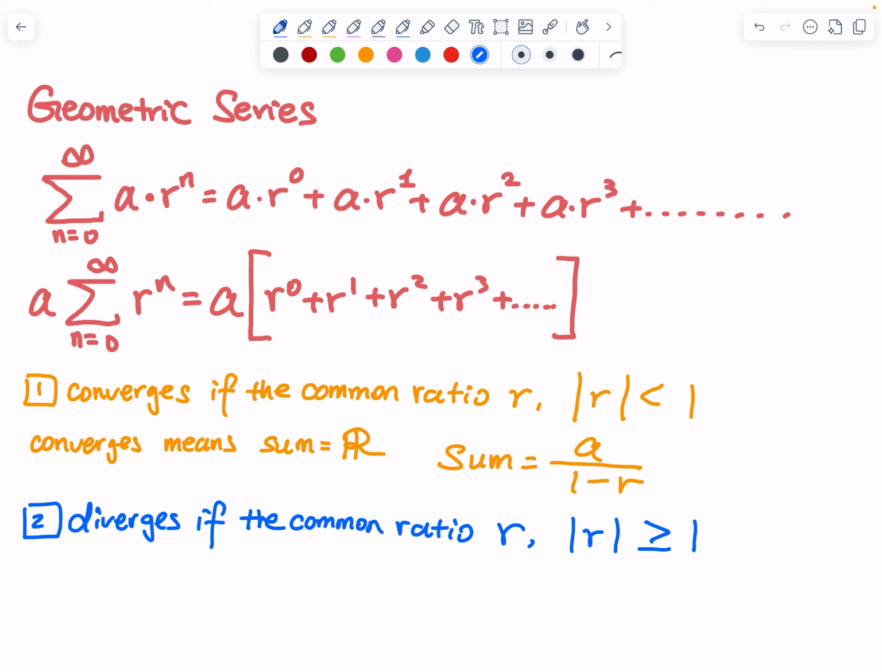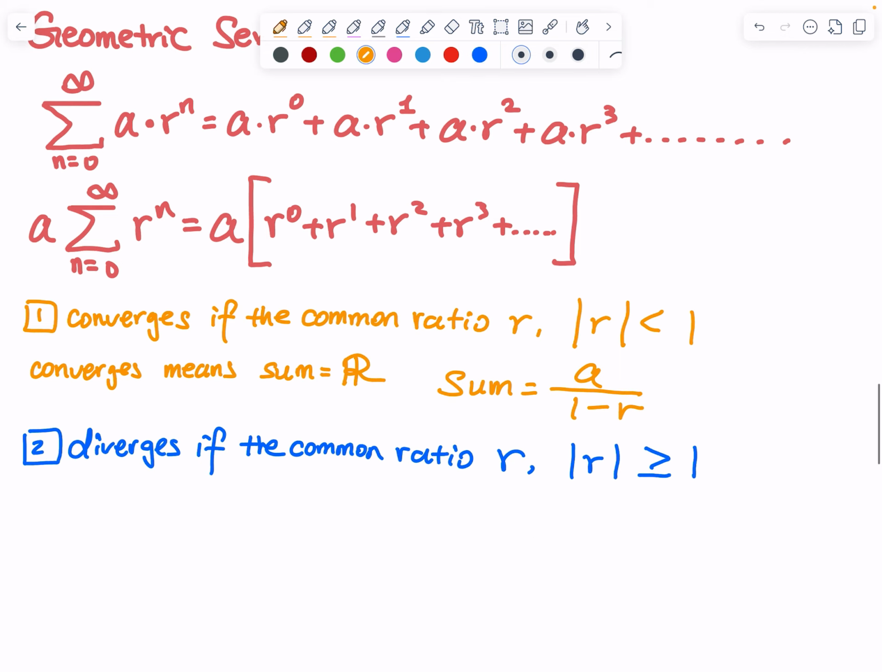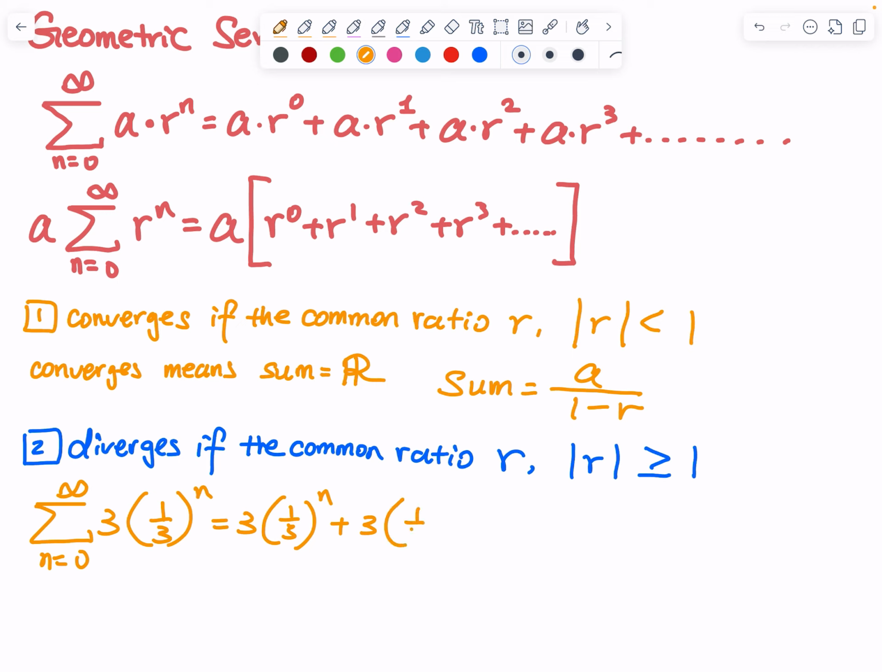Okay, let's try a convergence example. For convergence, I will follow the orange. So this is for convergence. I have summation, n goes from 0 to infinity, of 3 multiplied by 1/3 to the n. So this is equal to 3 times 1/3 to the 0, plus 3 times 1/3 to the first, plus 3 times 1/3 to the second, and then 3 times 1/3 to the third, and then you keep on adding.